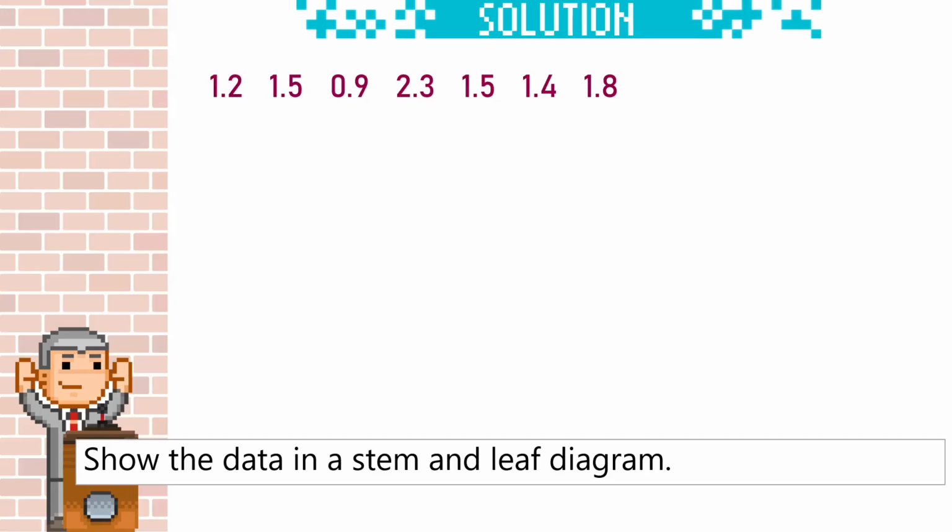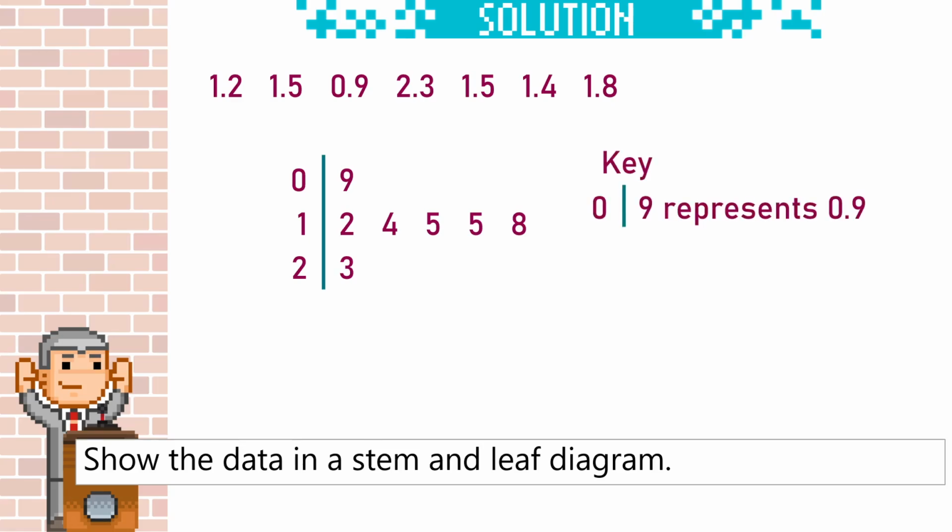In this question we're given decimals, but the way we do this is exactly the same. But instead of looking for tens, we're looking for units for our stem. So it will be 0, 1 and 2, looking at these numbers. And instead of the right hand side being units or ones, the right hand side will now be tenths. So we've got 0.9, so that's 0 ones and 9 tenths, etc. We've still got to then order these, and we've got to put the key. And the key is even more important this time because anyone looking at our stem and leaf diagram would think that that first number is 9, which it's not. It's going to be 0.9.